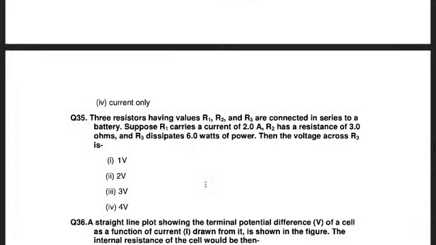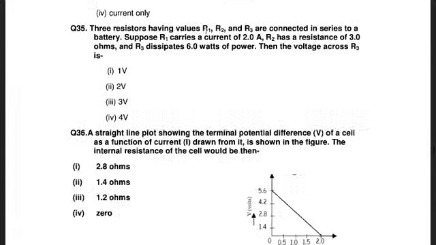Question number 35. The three resistors having the values R1, R2, R3 are connected in series to a battery. Suppose R1 carries a current of 2.0 A, R2 has a resistance of 3.0 ohms, and R3 dissipates 6.0 watts of power, then the voltage across R3 is option 1, 1V; option 2, 2V; option 3, 3V; option 4, 4V. Correct. The answer is option 3, 3V.